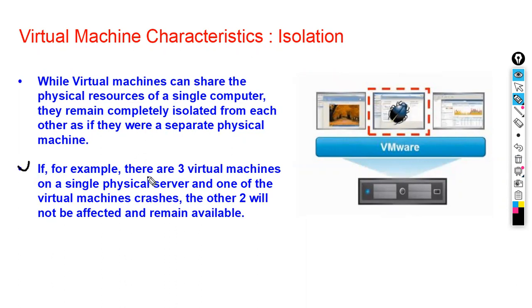And for example, there are three virtual machines on a single physical server, and one of the virtual machines crashes. This virtual machine is getting crashed. The other two will not be affected and remain available. This is the meaning of isolation here.